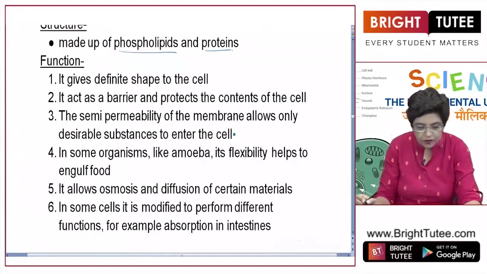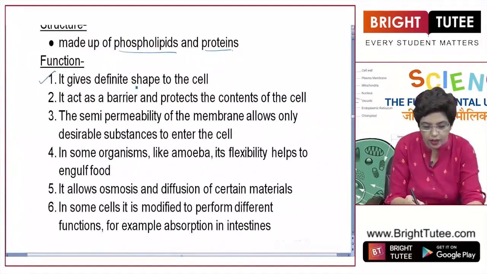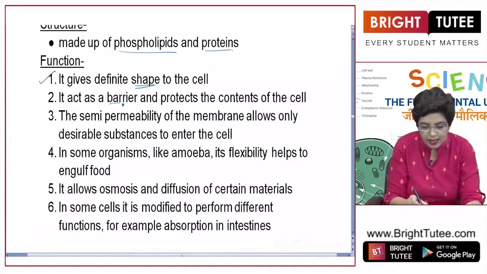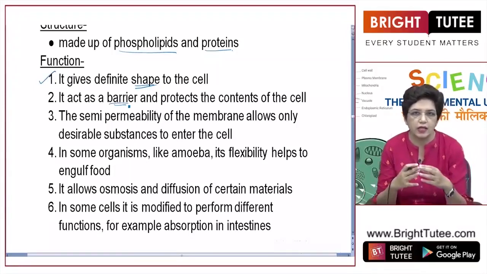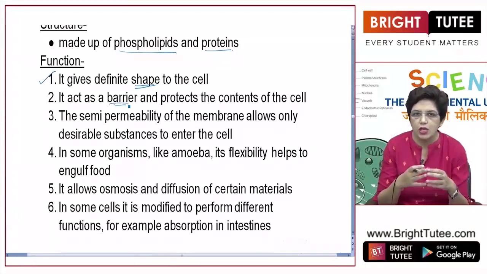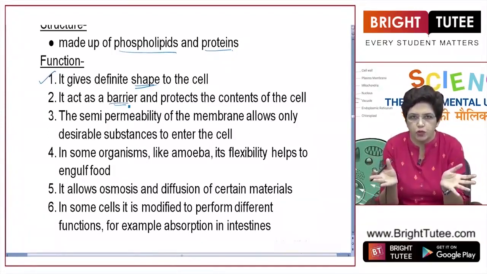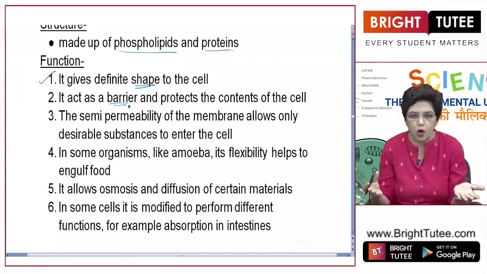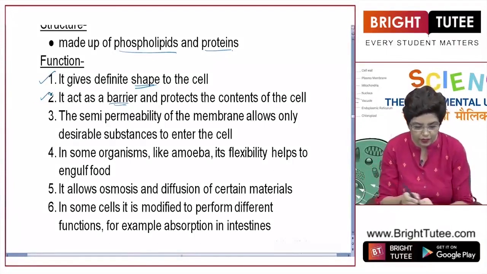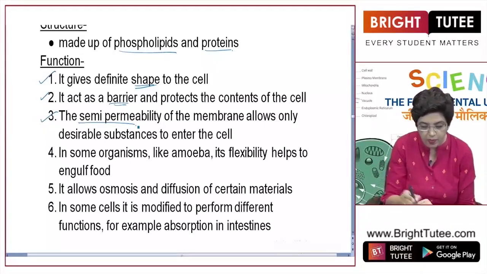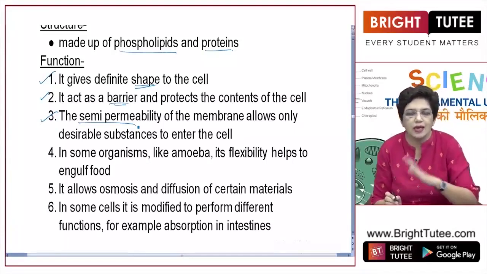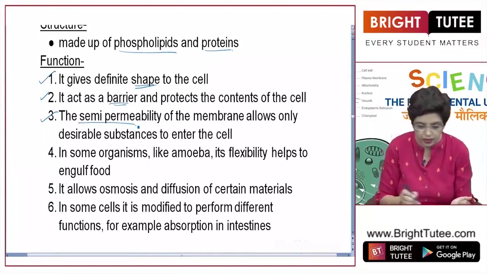Function. Firstly, it gives a definite shape to the cell, since it is the outermost covering. It acts as a barrier and protects the contents of the cell. All the contents inside the cell have a definite, constant chemical composition. So if the plasma membrane ruptures, what will happen? It will lose its chemical composition and the cell will ultimately die. So it acts as a barrier and is for protection. Third, semi-permeability of the membrane allows only desirable substances to enter. The undesirable substances like bacteria cannot enter the cell.